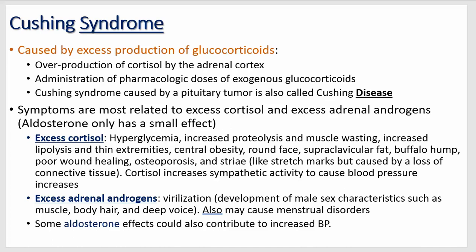All right. So the androgen effects: excess adrenal androgens cause virilization, the development of male sex characteristics such as muscle, body hair and deep voice, and may also cause menstrual disorders. And there are some aldosterone contributions. Like I said, aldosterone is mainly controlled by the kidney, the RAA system, but it could also contribute to the increased blood pressure.